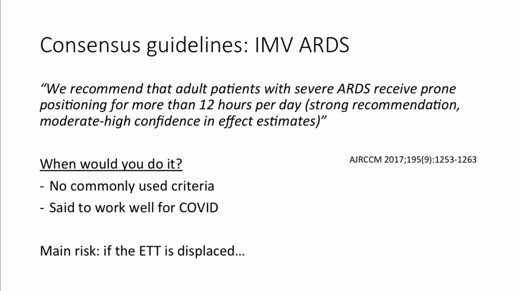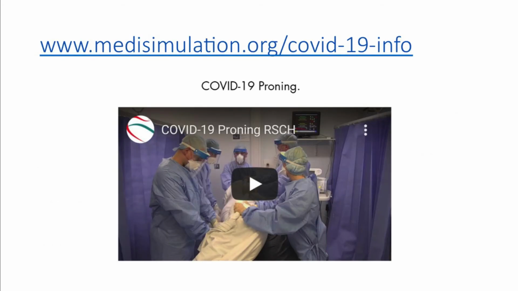The main one is if the ET tube is displaced, particularly if they've got refractory hypoxemia and they're prone and the tube falls out, and it's going to be hazardous, to say the least. And you've seen there's a proning drill, and there's a video, and I think that's being updated today. So that's all I'm going to say about proning.